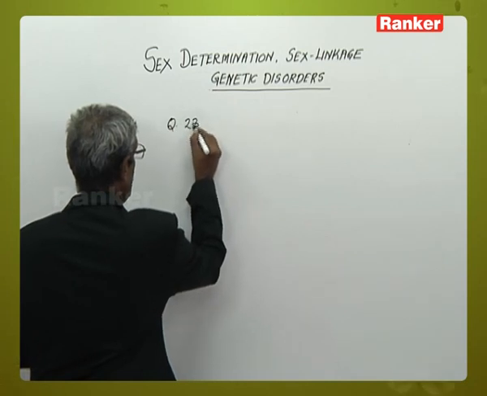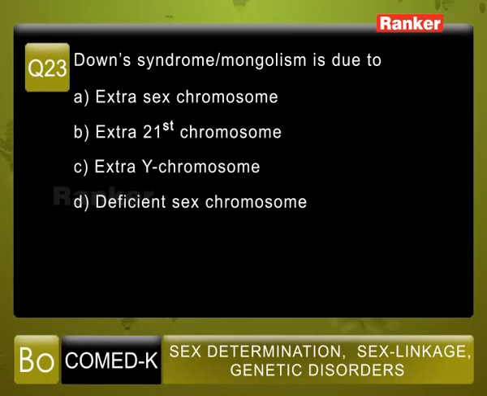Question number 23 is a direct question. Down syndrome or Mongolism is due to: A, the presence of an extra sex chromosome, that is an extra X or Y; B, an extra 21st chromosome; C, an extra Y chromosome, that is you have a double Y; or D, a deficit sex chromosome, that is minus X or minus Y.